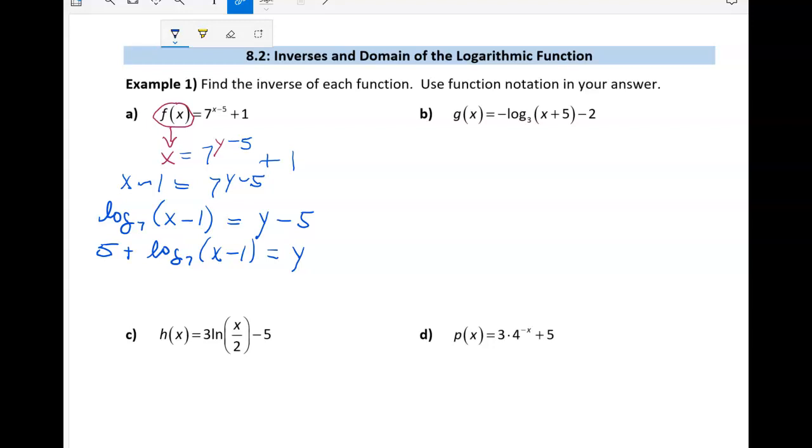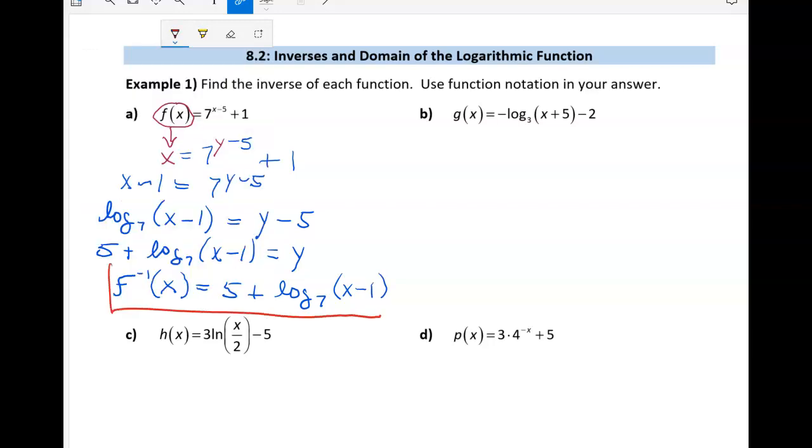Finally, we're going to replace that y with the inverse function notation. That's an important step because we need to state that this function is the inverse function of f, the given function in the example. So f inverse of x is equal to 5 plus log base 7 of x minus 1.